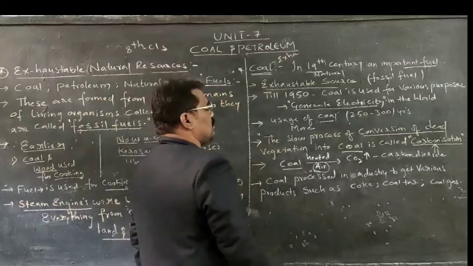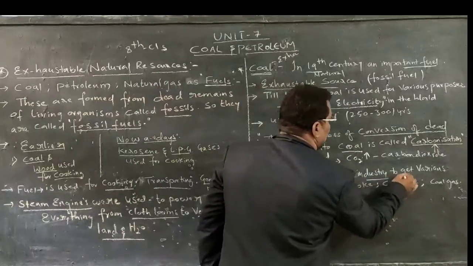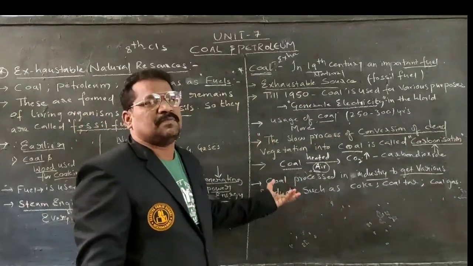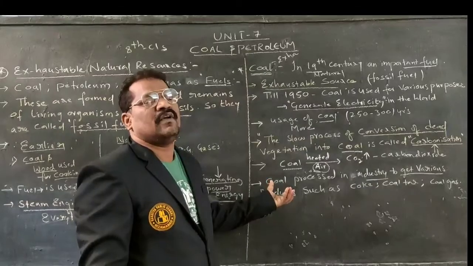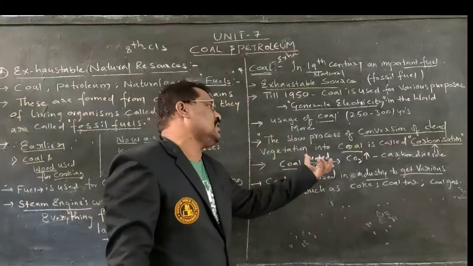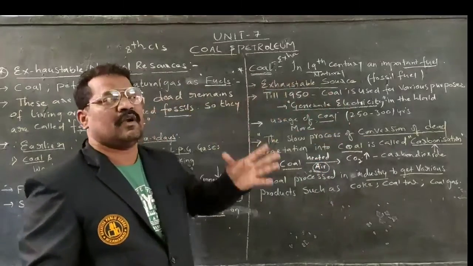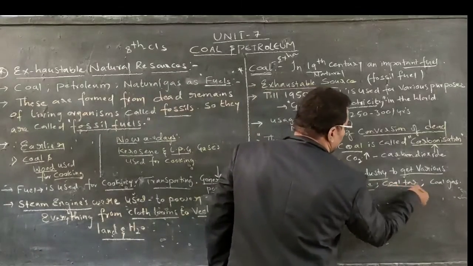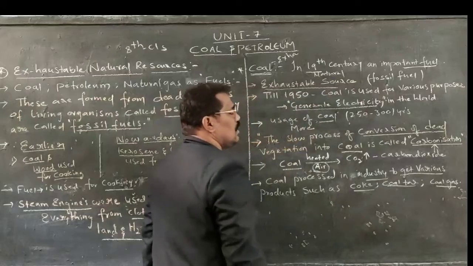The coal is processed in industries to get various products. The coal, the substance we are discussing, if we process it in industry, we will get various types of products such as coke, coal tar, as well as coal gas.